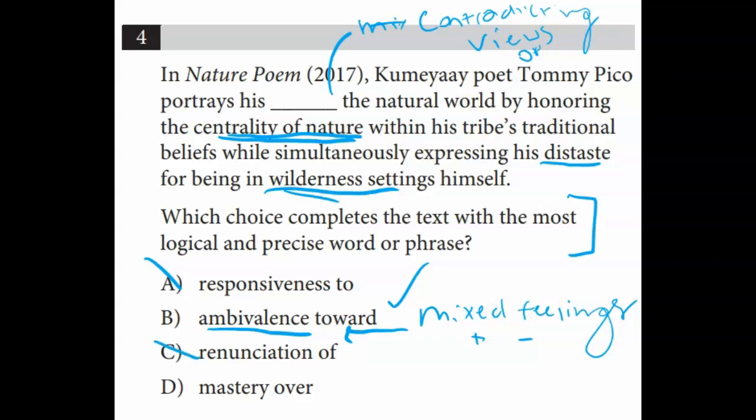Renunciation of? No, because this means more like he's rejecting nature, but that's not the purpose. The purpose isn't that he's rejecting nature. It's the duality between his tribal views, so centrality in nature, and then his personal views, which is distaste in wilderness. So he's not rejecting it. He's more talking about how his views are diverse and contradicting. Once again, leading us back to ambivalence. And then mastery over? No, because nowhere does it say he has mastery over the natural world by honoring the centrality in nature. Nah, that's not what it's implying. B is very much the likely answer for number 4.